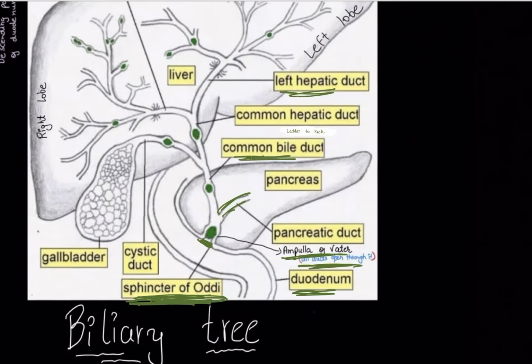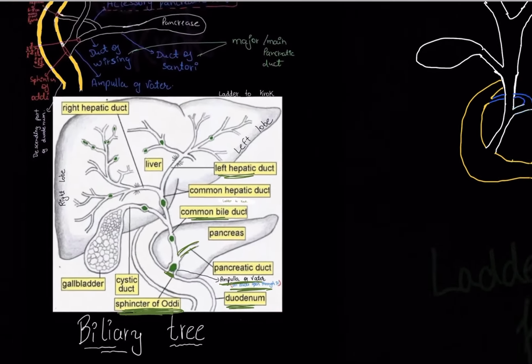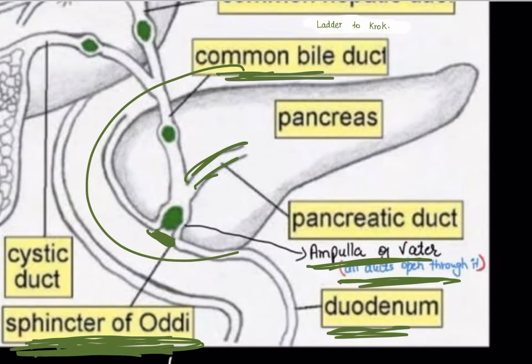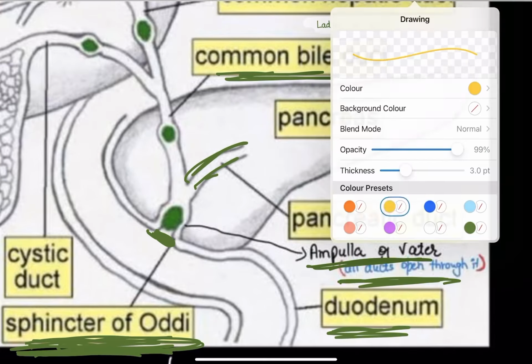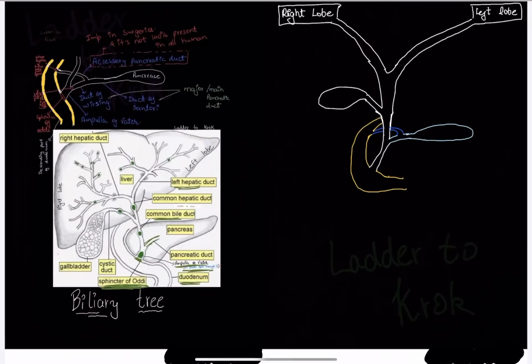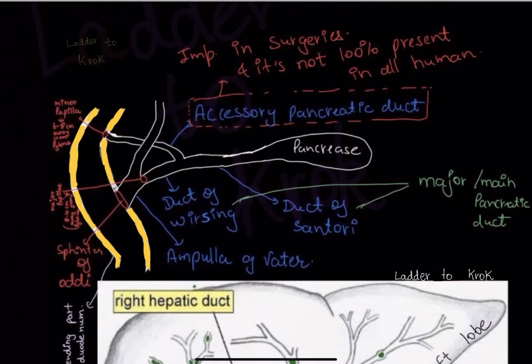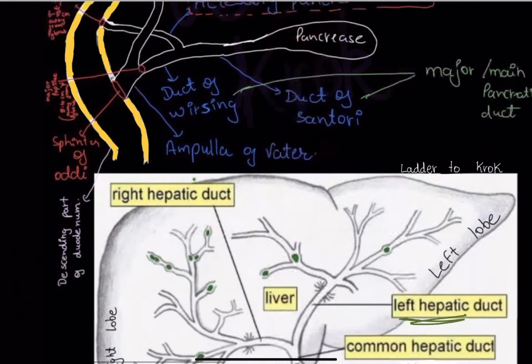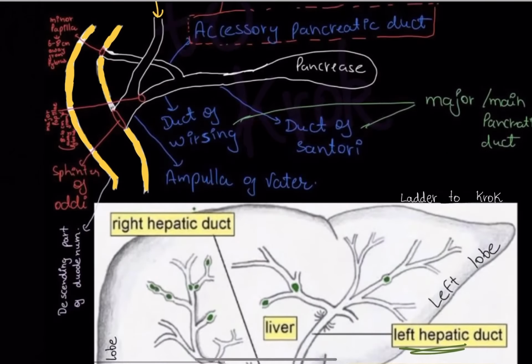I think this little diagram is clear for you. Now let's discuss something from this part. Let me explain. As I already told you, this is our common bile duct. The common bile duct is coming.